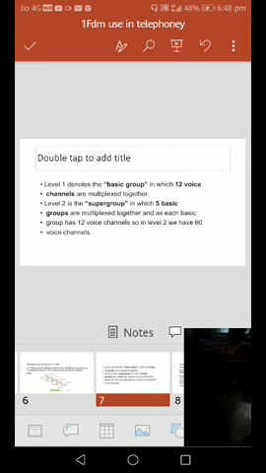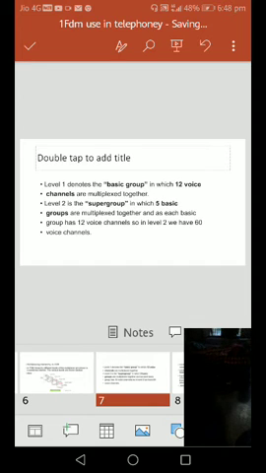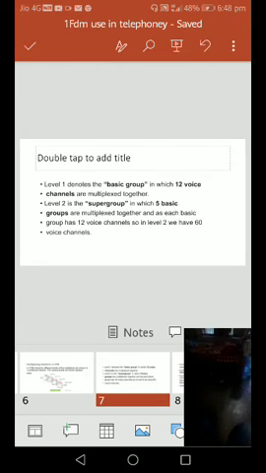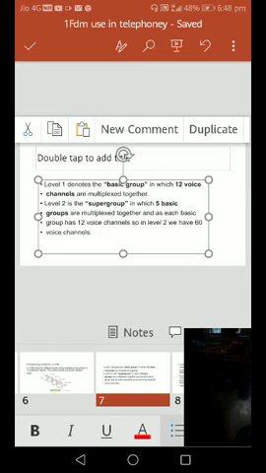This is the hierarchical structure. Level 1 denotes the basic group, in which 12 voice channels are multiplexed together. The second level is the supergroup, in which 5 basic groups are multiplexed together. As each basic group has 12 voice channels, in level 2 we have 60 voice channels.